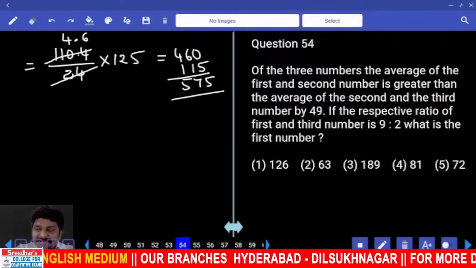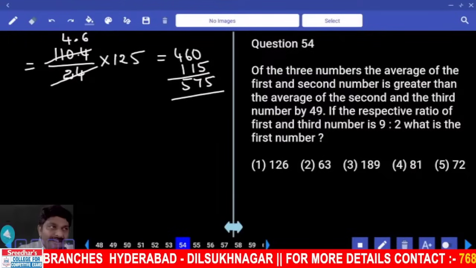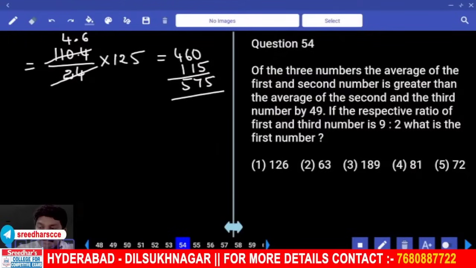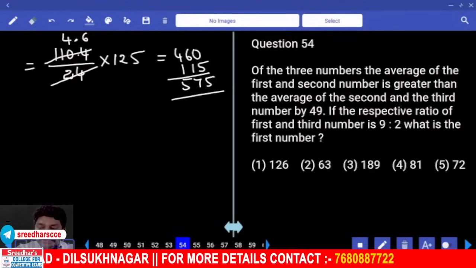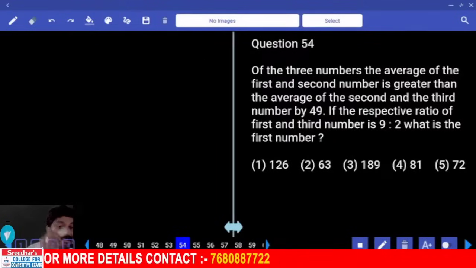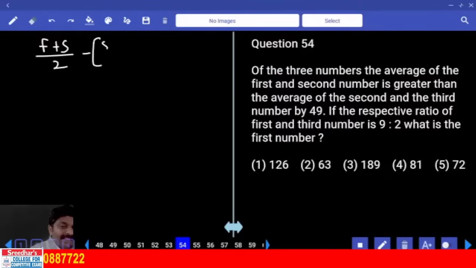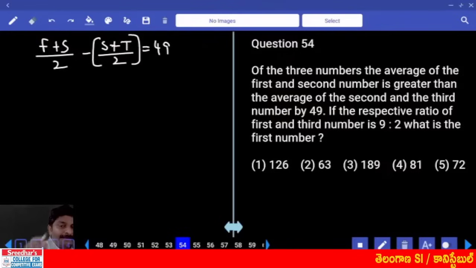Of the 3 numbers, the average of the first and second is greater than the average of the second and third by 49. The respective ratio of the first and third number is 9:2. What is the first number? Average of first number and second number is more than second and third number average by 49.